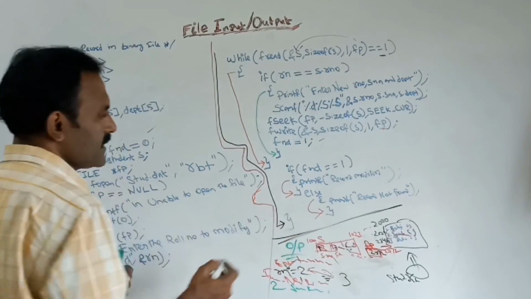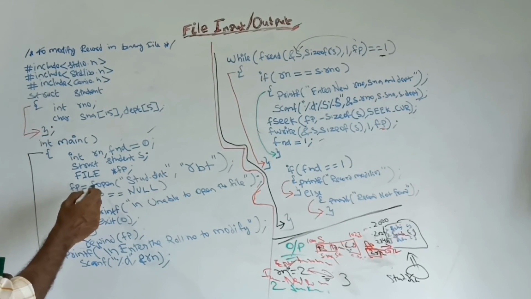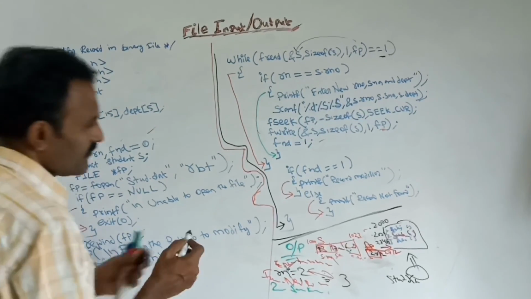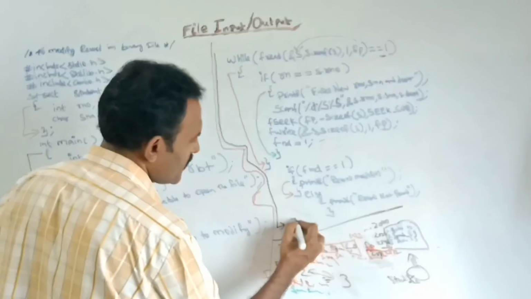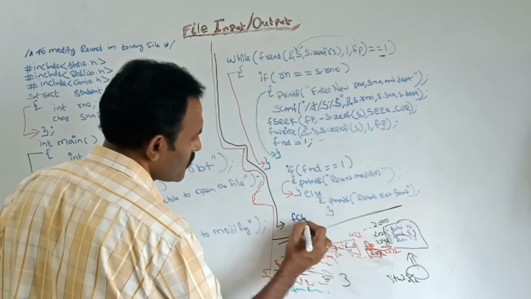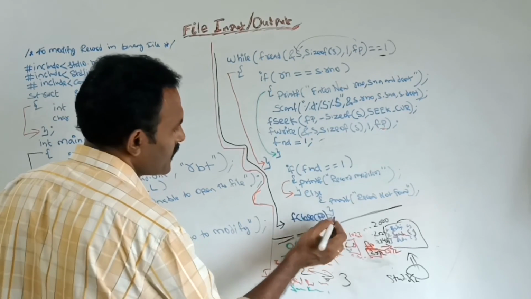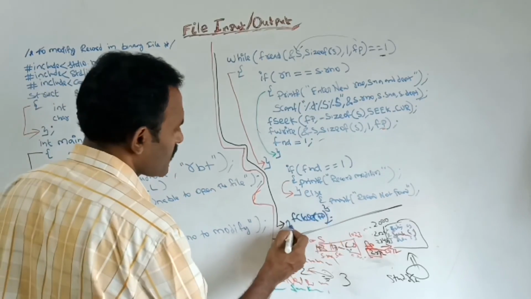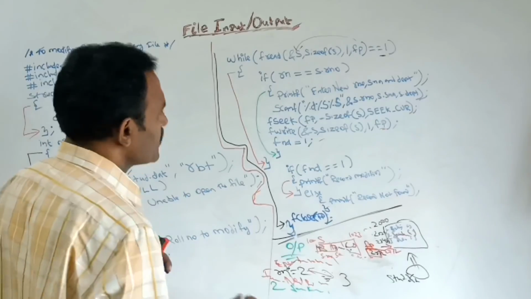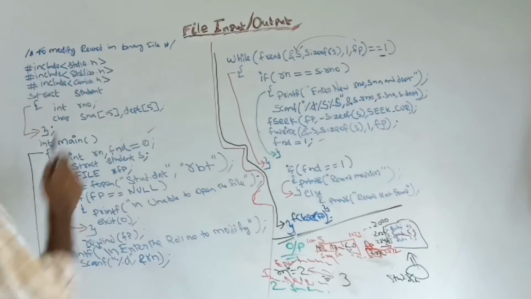One important thing here: whenever we open a file, before terminating the program we should close that file. Here you should use fclose. By using the fclose function, I am closing the file pointer fp. This is important. After that only we should come out of the program. So in this way we can read and modify the record inside binary mode files.